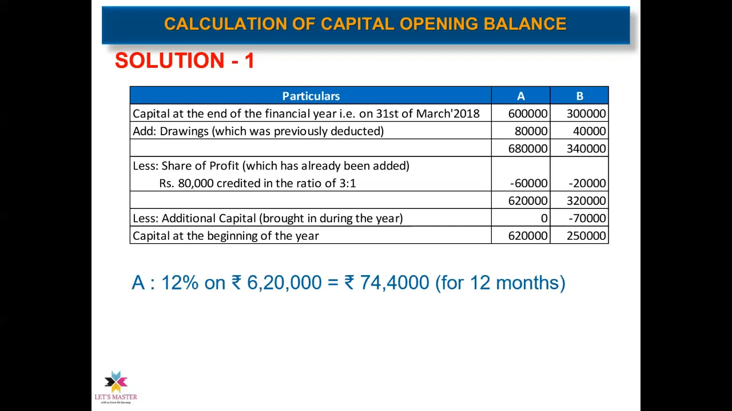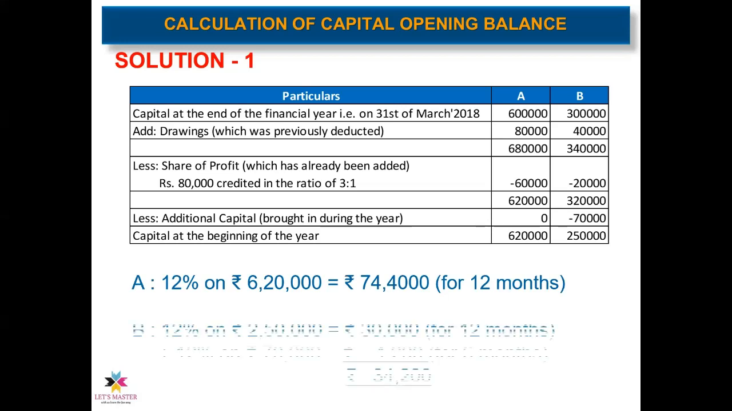Now, we need to calculate the interest on capital at the rate of 12%. So for A, as there is no change in capital during the year, that is addition or deduction, so we will provide interest at the rate of 12% on the entire 6,20,000 for the entire year, which comes out to 74,400 for 12 months. Sorry, there is a typo.